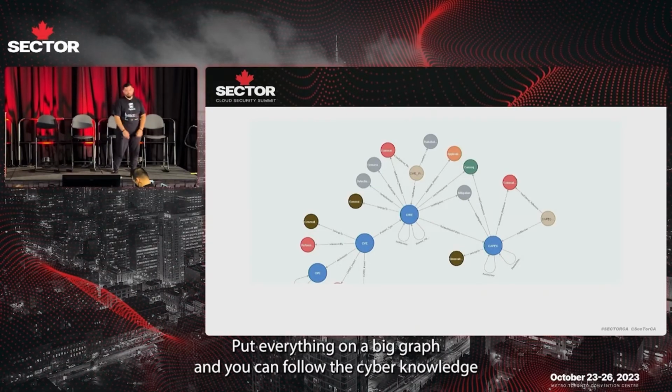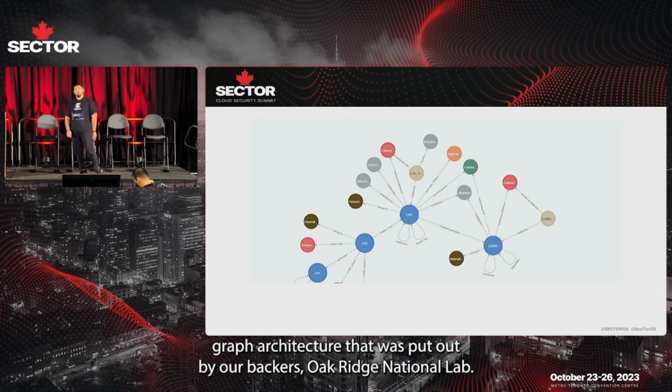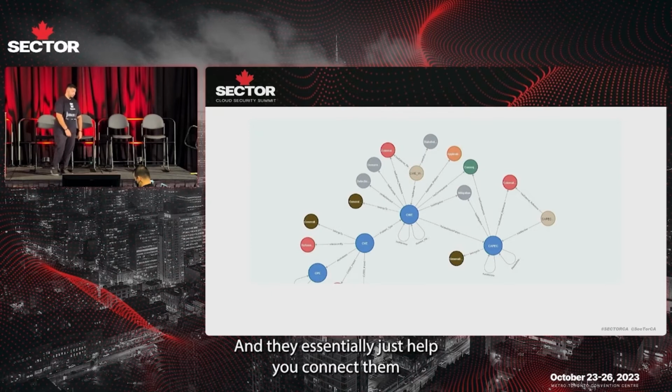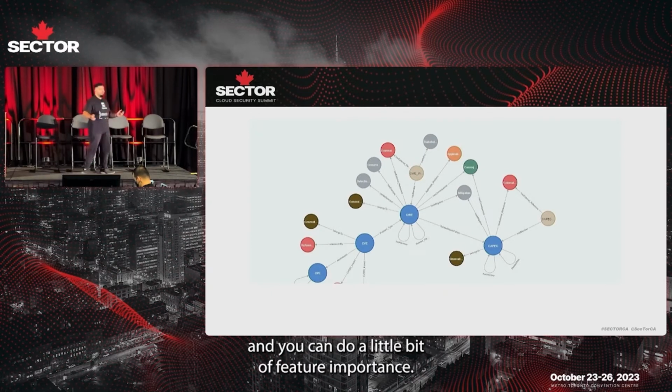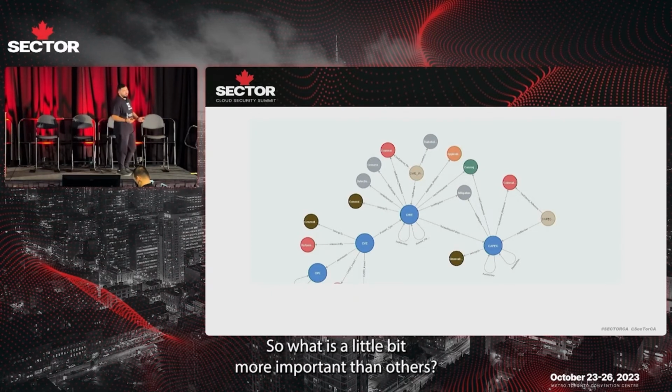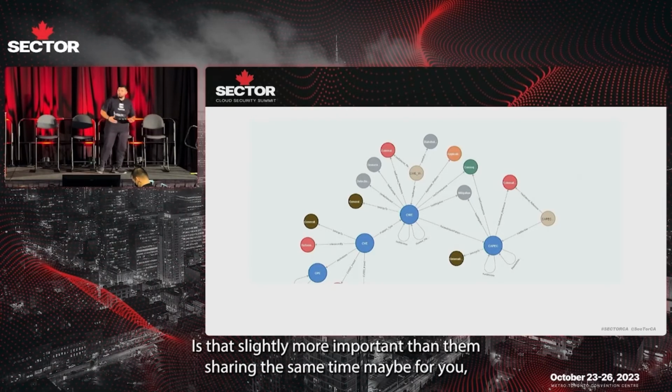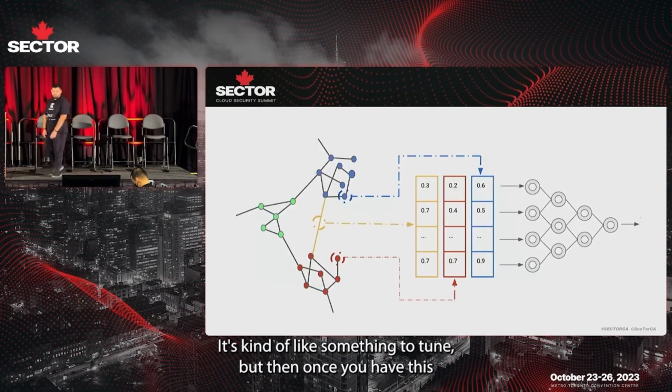Put everything on a big graph, and you can follow the cyber knowledge graph architecture that was put out by our backers, Oak Ridge National Lab. It's called SciGraph. Amazing work there. They essentially just help you connect them. And you can do a little bit of feature importance. So what is a little bit more important than others? Like, do these two alerts share the same IP? Is that slightly more important than them sharing the same time? Maybe, for you. Maybe not. It's something to tune.